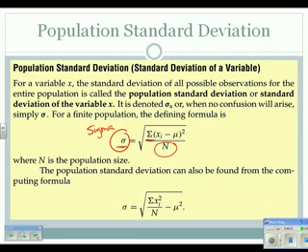And the computing formula does look quite a bit different, but that's just due to some manipulation. We still want to square data values and then take their sum. So we would need to have that column. But then we divide by n and subtract mu squared. So it's a little bit different on the computing formula.